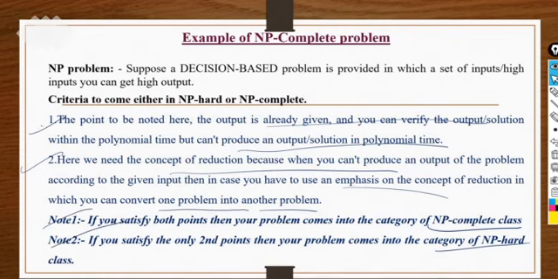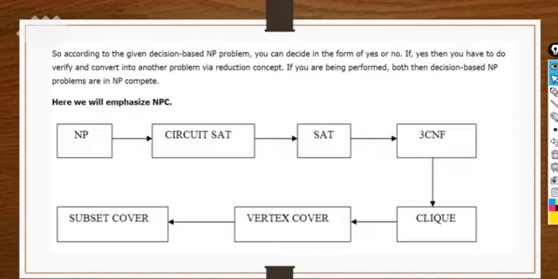Both of these two points: if the first point is clear, then it comes into the category of NP complete class. If you satisfy only the second point, then it comes in the category of NP hard. Reduction only, NP hard. If with the reduction you also have the non-deterministic polynomial time algorithm, it will come in the NPC class category. I have already given you the summary for everything we have discussed in this lecture. According to the decision problem, if you say it comes in the category of NPC, we have a diagram here, and that diagram we will discuss in the upcoming lecture.